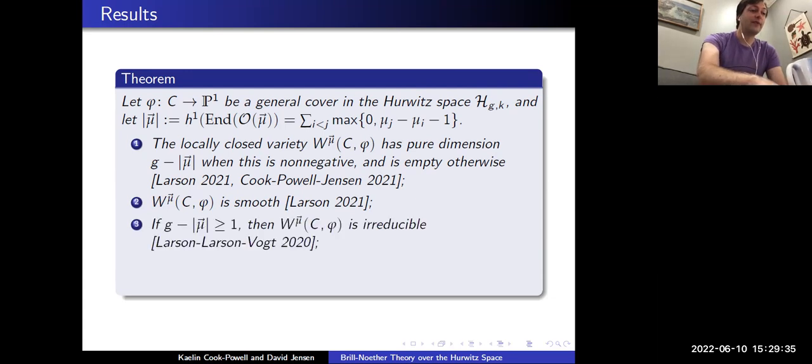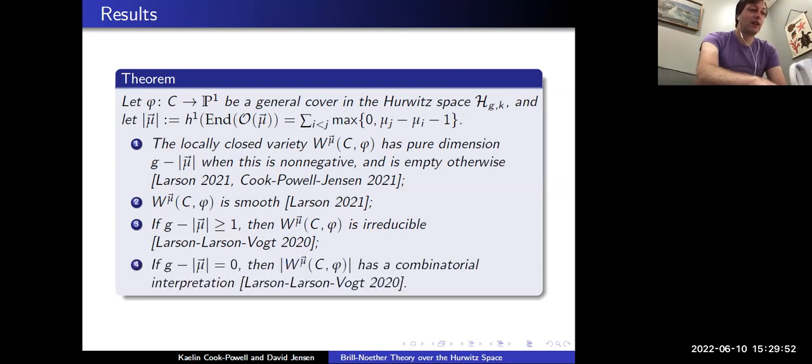And then in a more recent paper of Hannah's, together with her brother Eric and Isabel Vogt, they show that if the expected dimension is at least 1, then these varieties are irreducible. And they also show that in the case where the dimension is 0, well, I'll explain on the next slide.